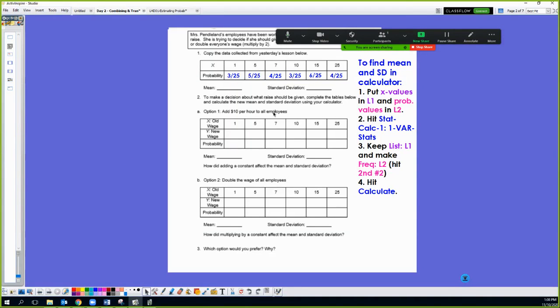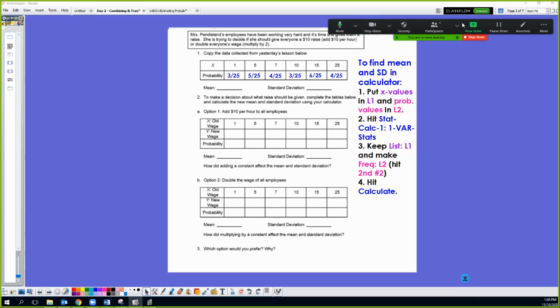Hi everyone. For today's lesson, we are using the same data as we did last class. And so I went ahead and put in the values 3 out of 25, 5 out of 25, 4 out of 25, 3 out of 25, 6 out of 25, 4 out of 25 for each of the probabilities here. But before you get started, what I want to show you is how to do it in your calculator.